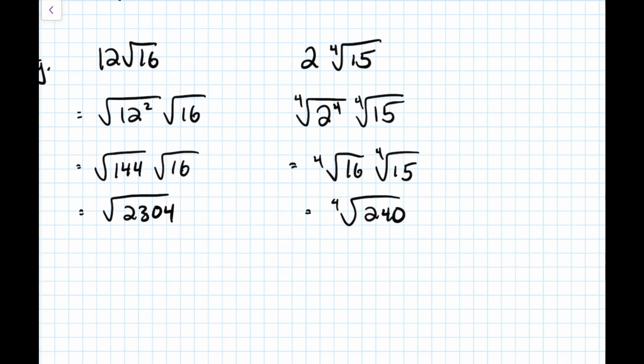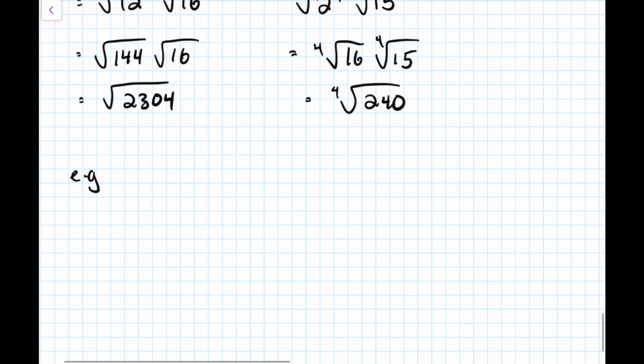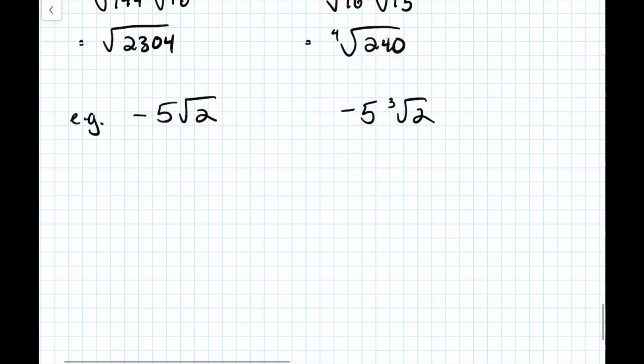So if we have negative 5 root 2 versus negative 5 cube root of 2, and I want to write these as mixed radicals. For the one on the left, we can't actually move that negative inside of the root. You can't do a square root of a negative, right? Which means we can't have negatives existing there. So when you do this, the negative actually ends up having to stay outside of the root.